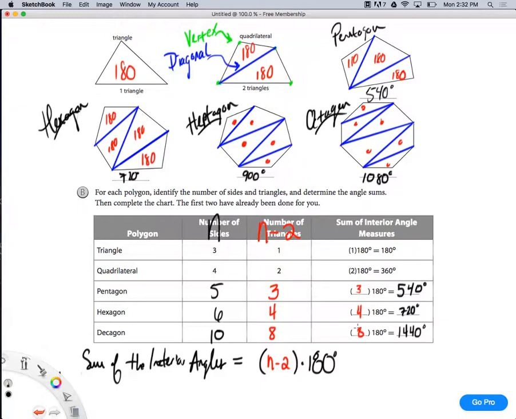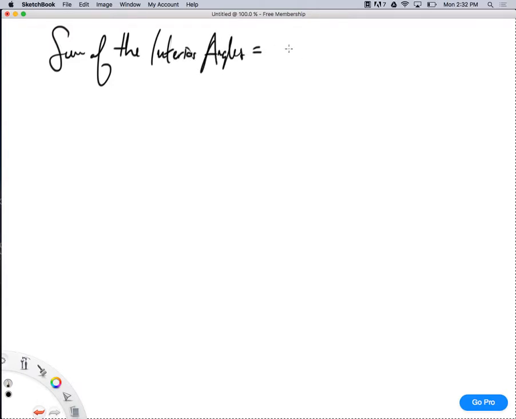So how could this show up? Well, let's write our formula again. Remember, the sum of the interior angles of a polygon with n sides is n minus 2 times 180. And I ask you to find the sum of the interior angles of a dodecagon. How many sides does a dodecagon have? 12. So find the sum of the interior angles of a dodecagon.